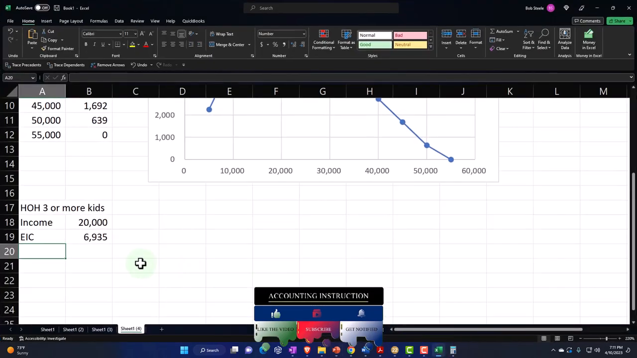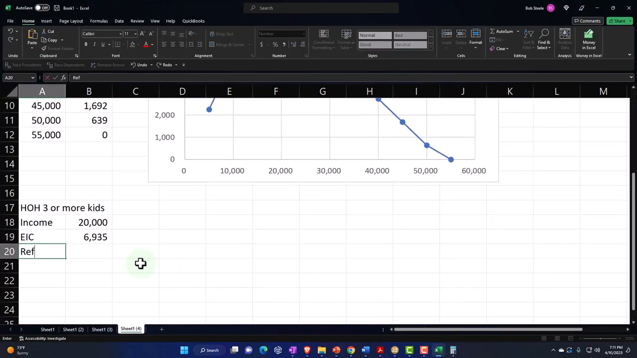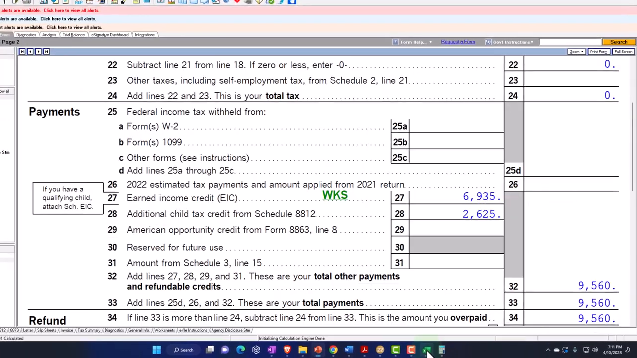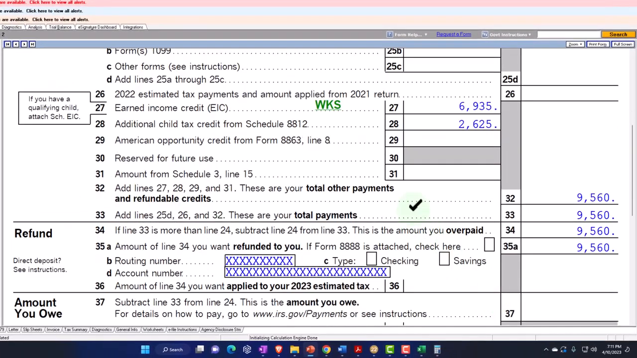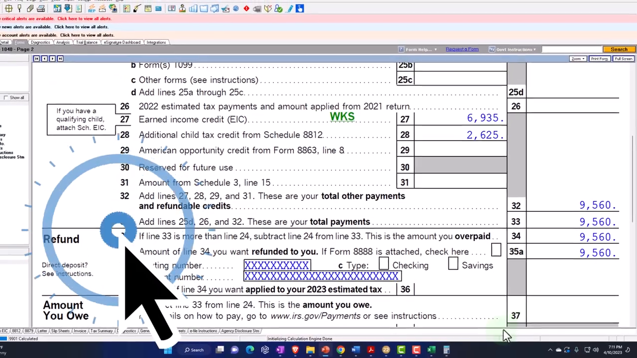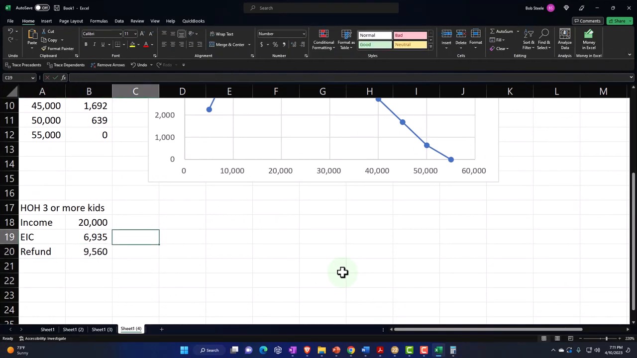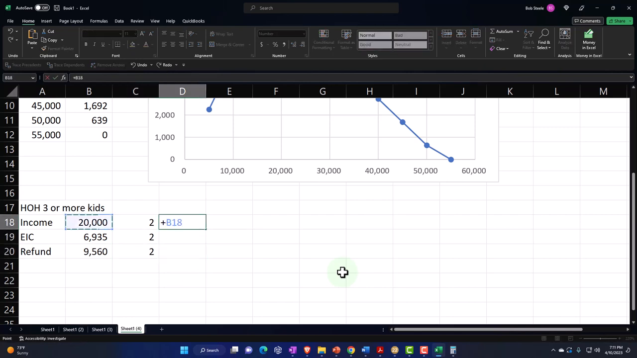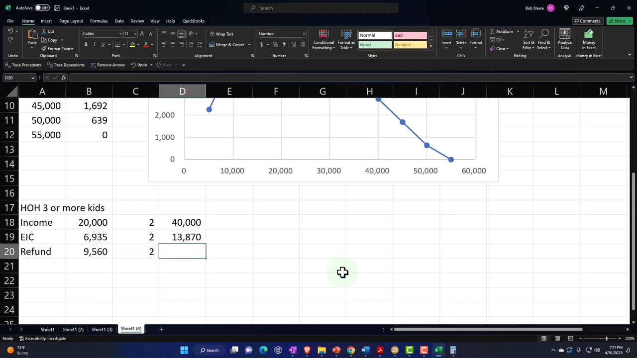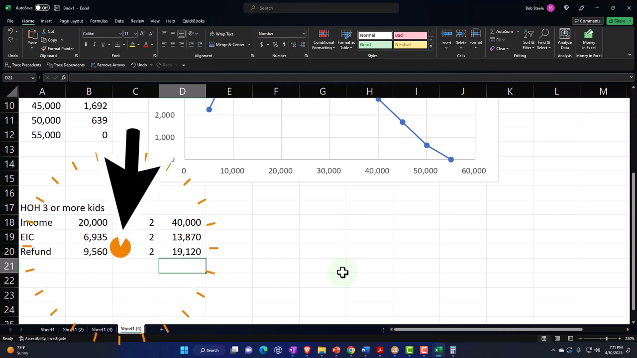Yeah. And then we said that the refund, according to this calculation, just the total refund for this example, because that includes the child tax credit, is 9560. Okay, and then if I multiply that times two, I imagined two people filing head of household, their income total would be 20,000, earned income tax credit between the two of them filing separately 13,870, and their refund between the two of them would be 19,120.